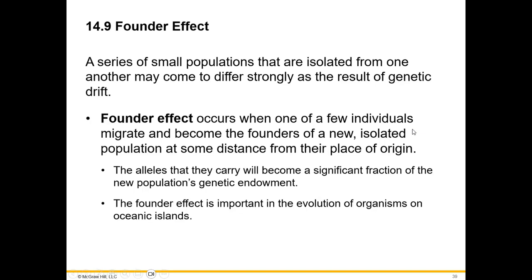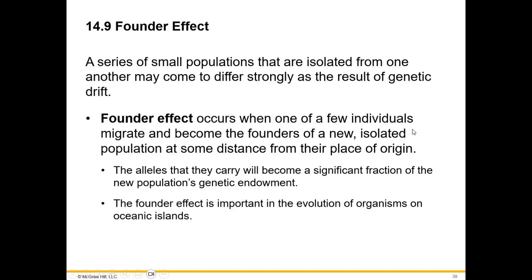A series of small populations that are isolated from one another could come to differ strongly as the result of genetic drift like this. So this is how we see divergence in different characteristics of the same species that could eventually lead to speciation. But the founder effect is what occurs when just one or a few individuals migrate and become the founders of a new isolated population that is some distance away from the original place that the population existed.